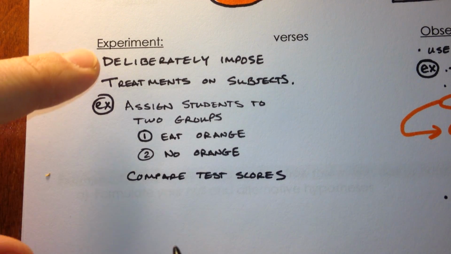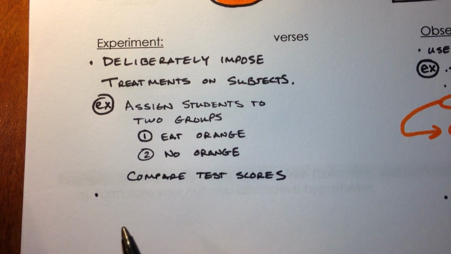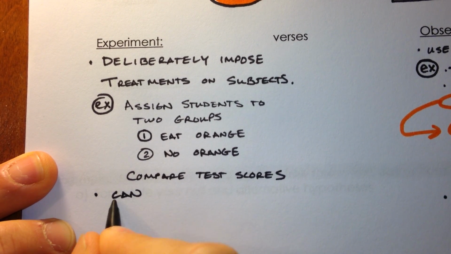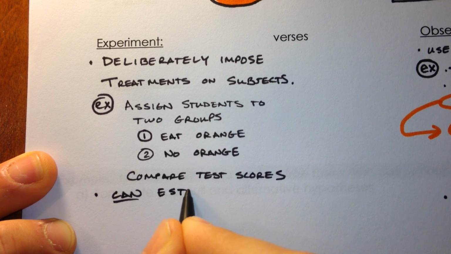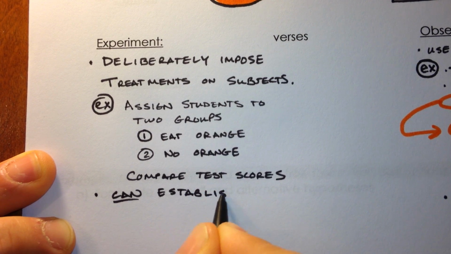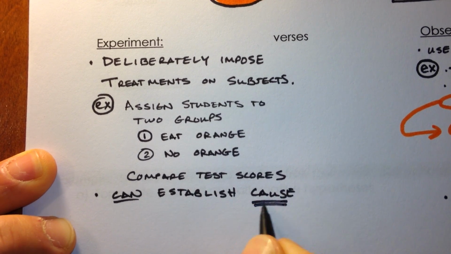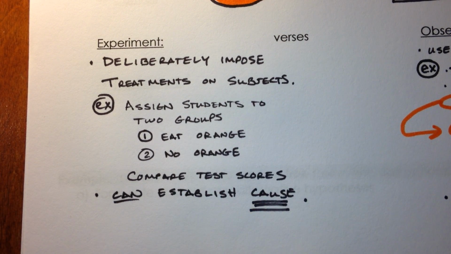In this case, because we deliberately imposed the treatment on them, we didn't let them choose themselves, we can establish cause. And that's the value of experiments, that ability to establish the cause.